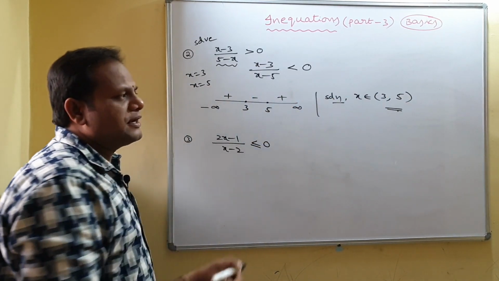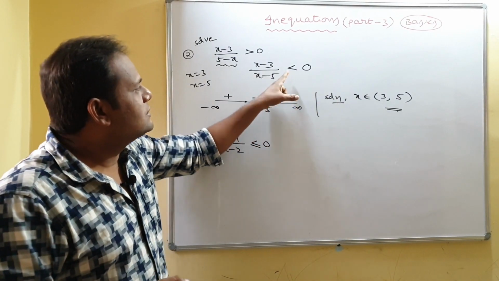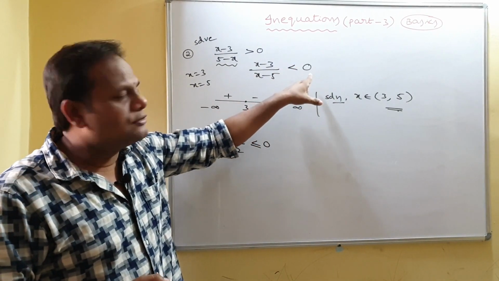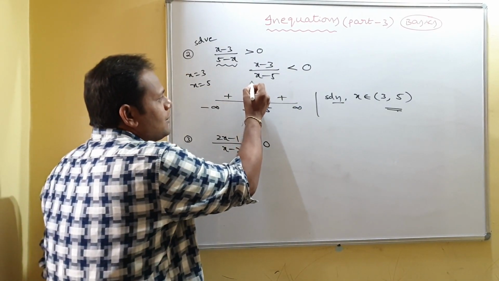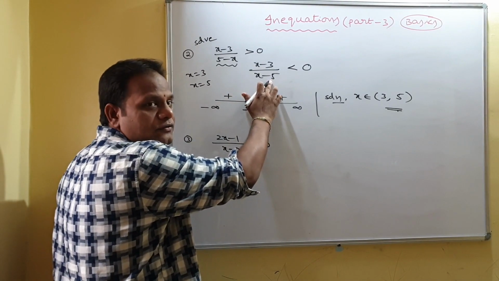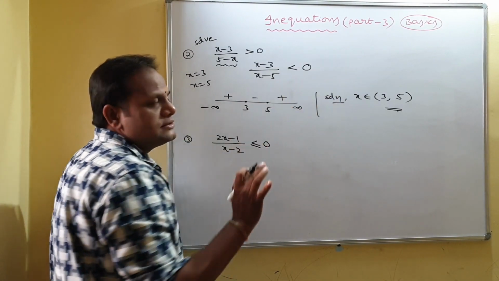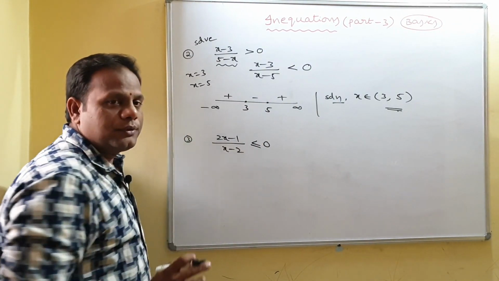Why open interval? I think you understood. Is it? Why? Because here it is only less than 0. There is no equal to sign. Anyhow, denominator must be not equal to 0. So you can't take x equal to 5. So for 5 also it is open interval only. Is it? Okay. See, coming to this problem.